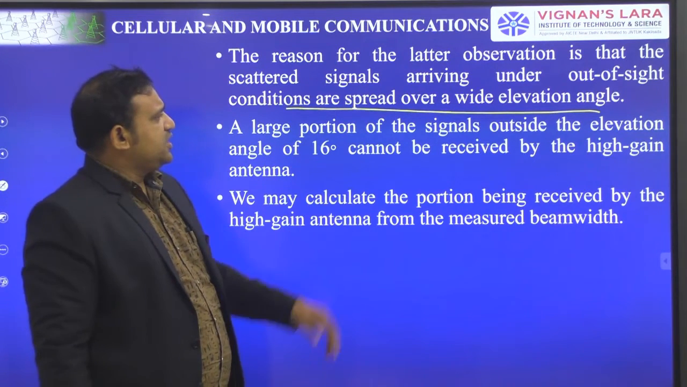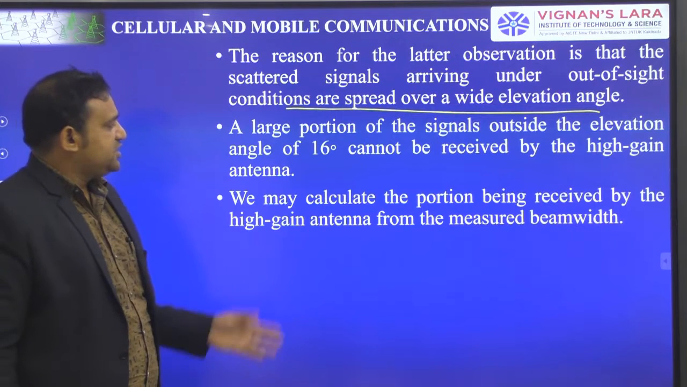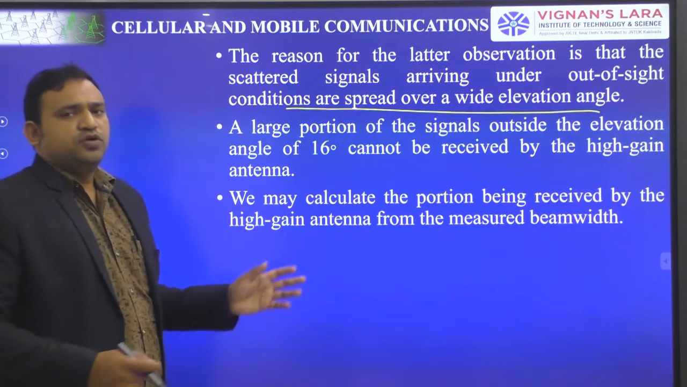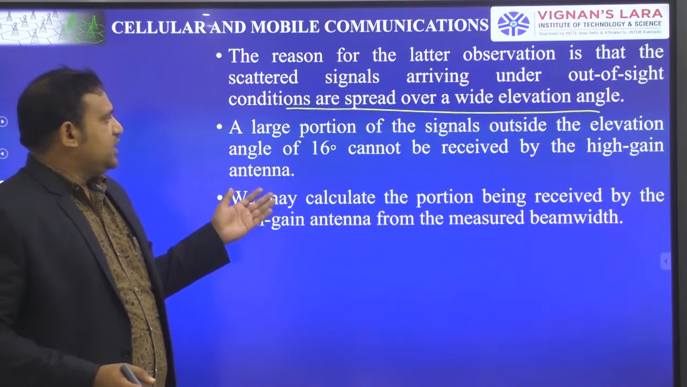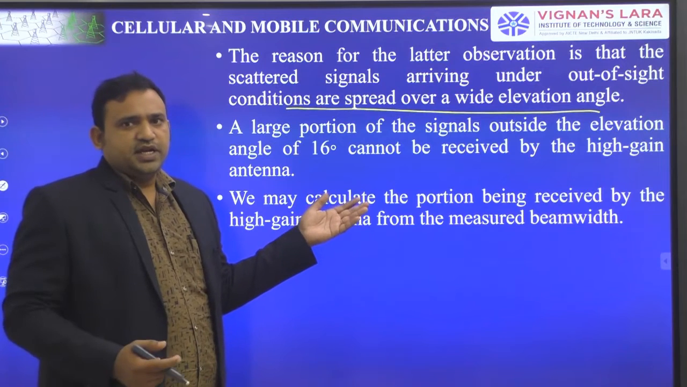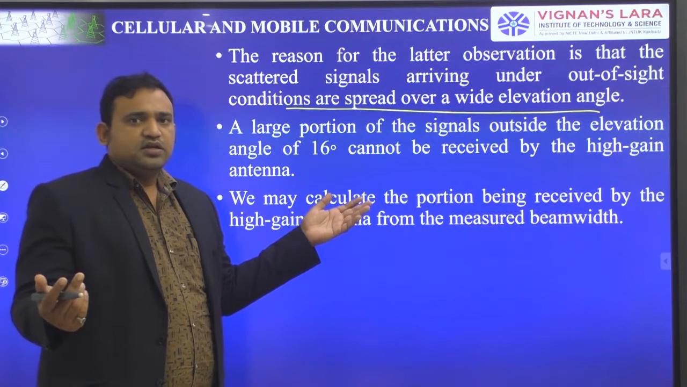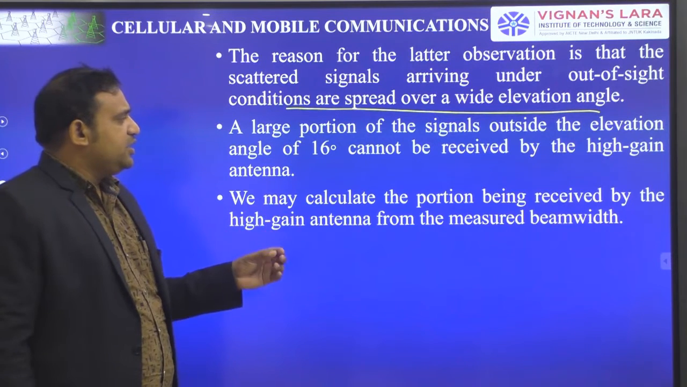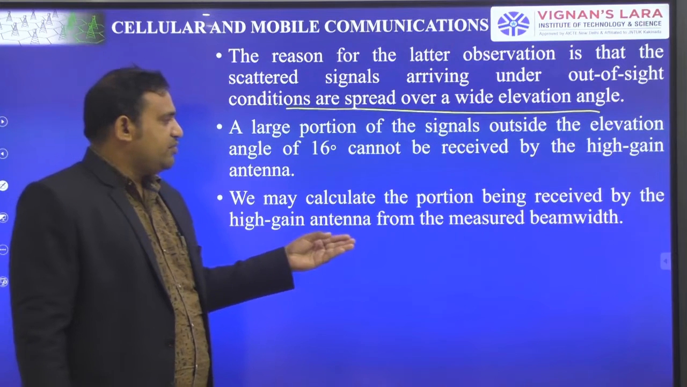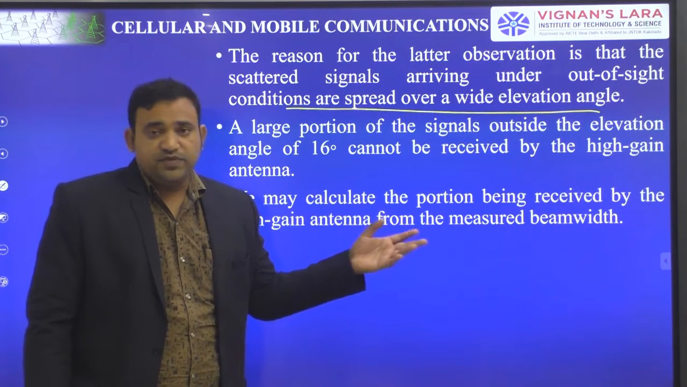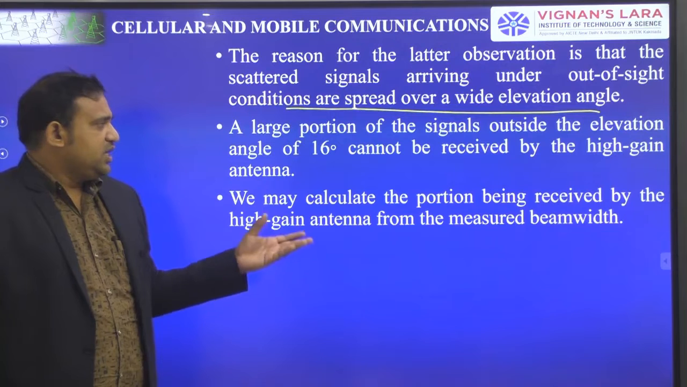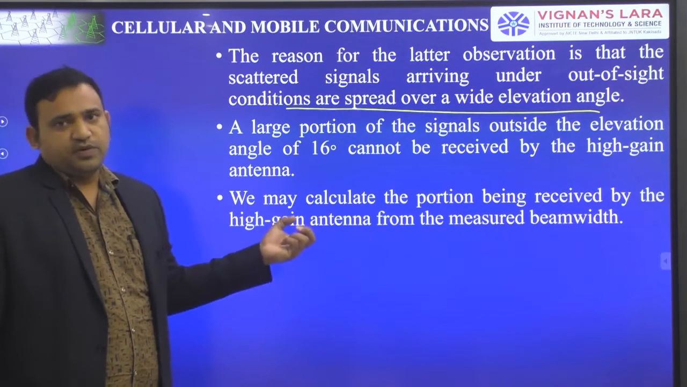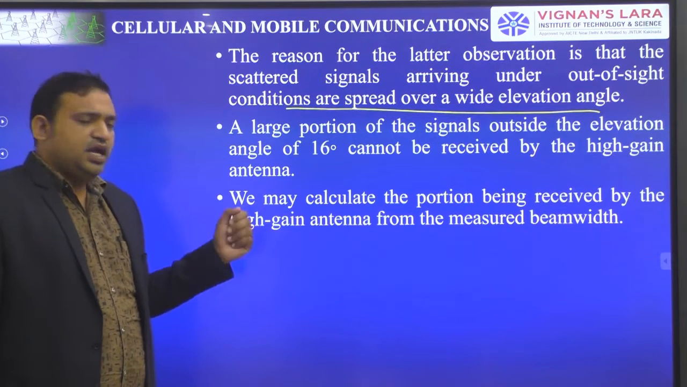So, a large portion of signals outside the elevation angle of 16 degrees cannot be received by a high gain antenna. If the elevation angle is more, then it cannot be received by a high gain antenna. In out of sight condition, the elevation angle affects the reception. Next, we may calculate the portion being received by a high gain antenna from a measured beamwidth. Once the beamwidth is measured, it is easy to calculate the received signal strength in a high gain antenna.